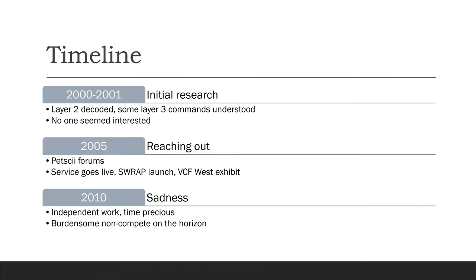So somewhere late 2000, early 2001, just based on where I was living, which roommates were there at the time, that was when I come home on a Friday night and I go, I'm bored. What am I going to do? Well, I'm going to reinvent QuantumLink. That was an interesting decision to do with my Friday night. But at that point, I got layer 2 decoded, and layer 3, I had some commands understood over the next year or two.